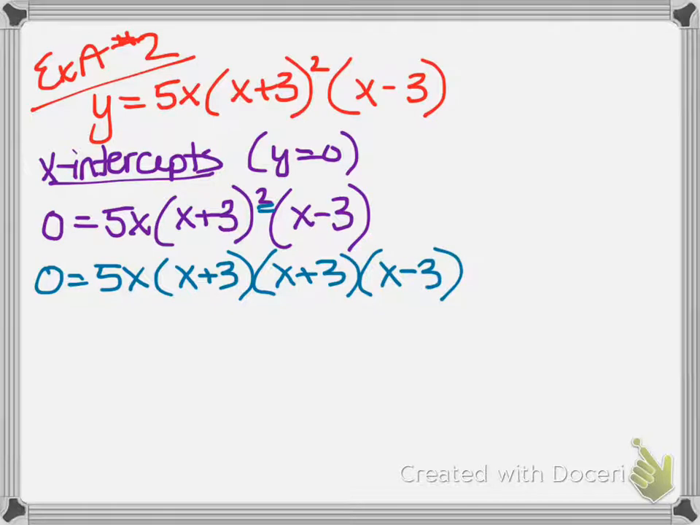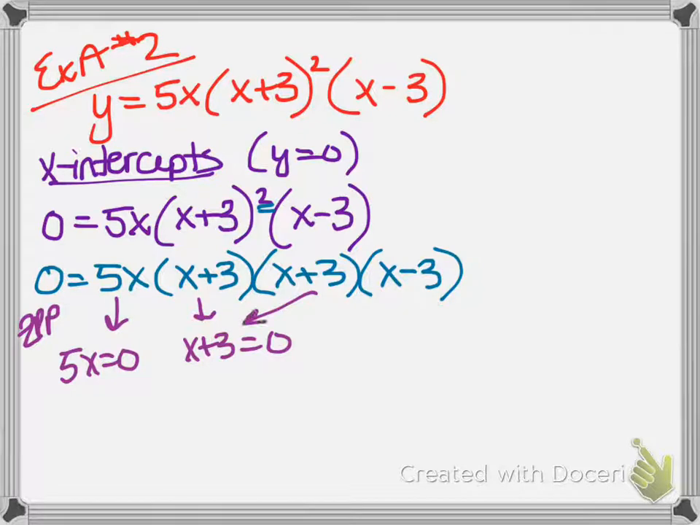So once again, I'm in completely factored form. It's equal to 0, so we use ZPP. So 5x could equal 0, x plus 3 could equal 0. This is the same thing, so that's the same as that. And this is x minus 3 equals 0. So you don't have to write this out twice because it is the exact same thing. It'll give you the same answer. But if it makes you feel better because you don't like that squared and it looks weird, go ahead and do it. So you have to solve all of these.